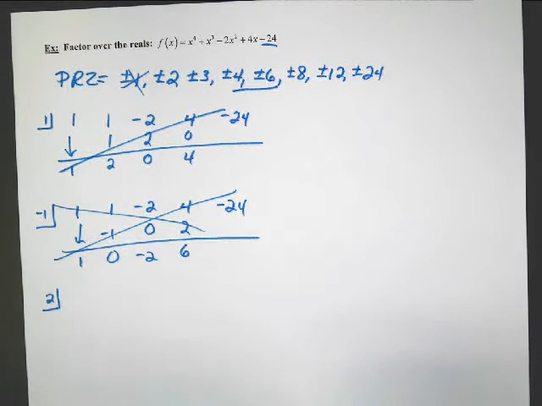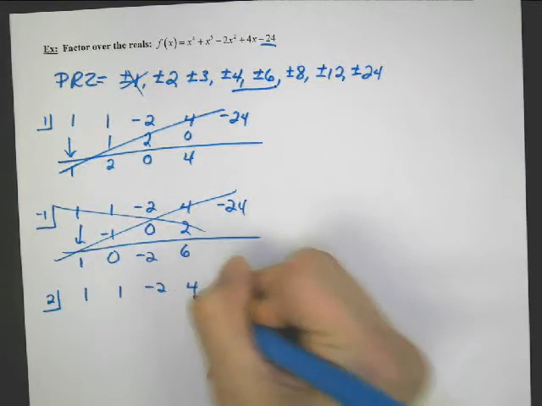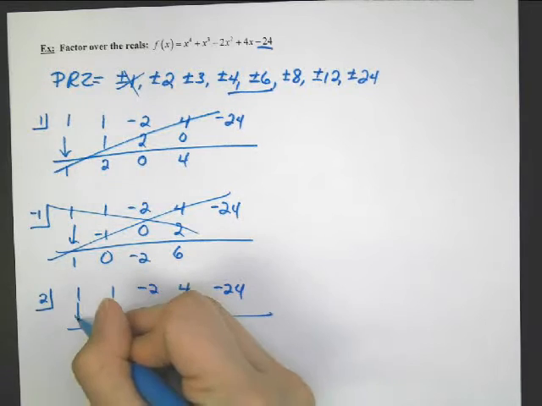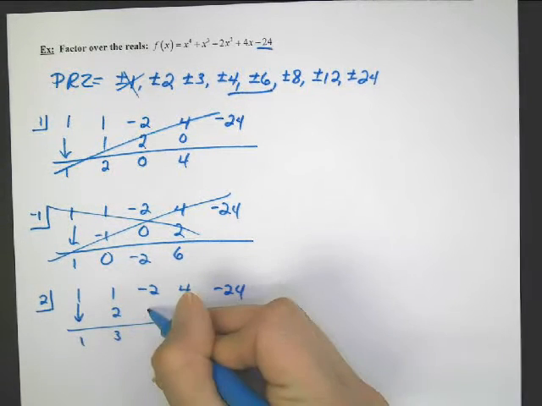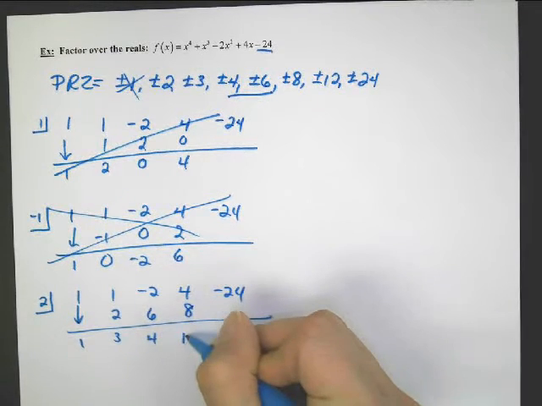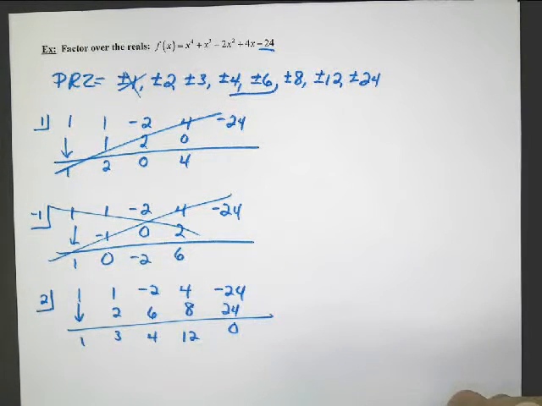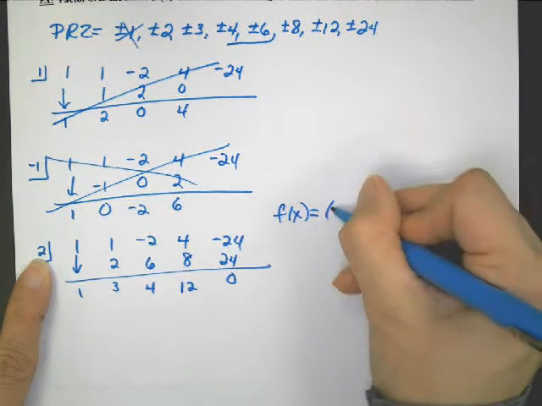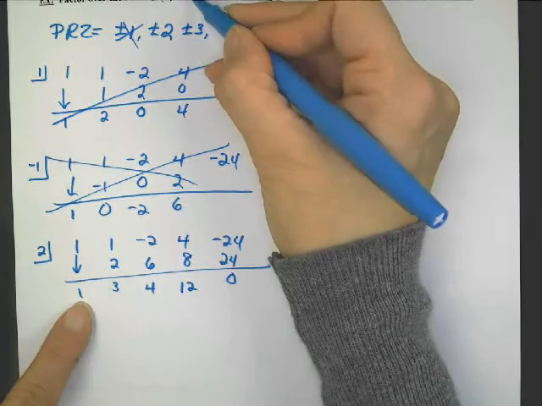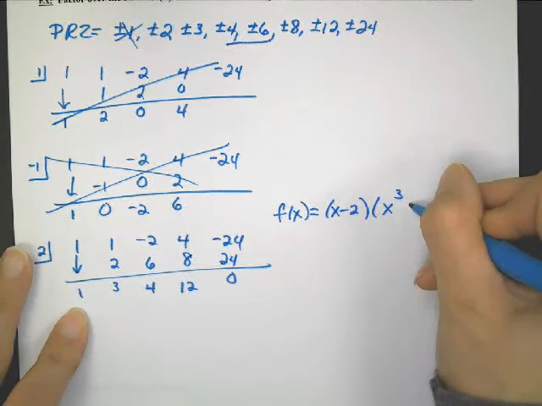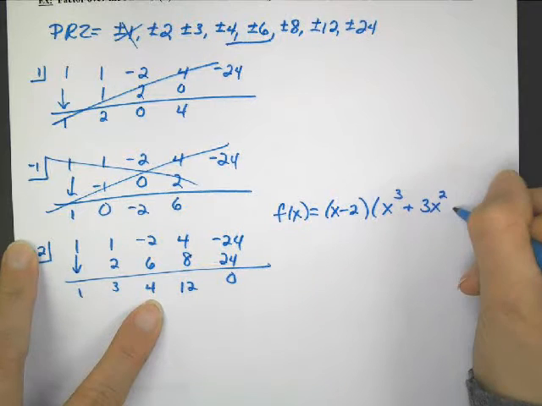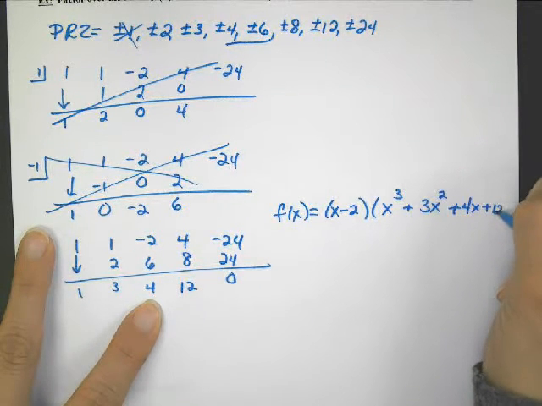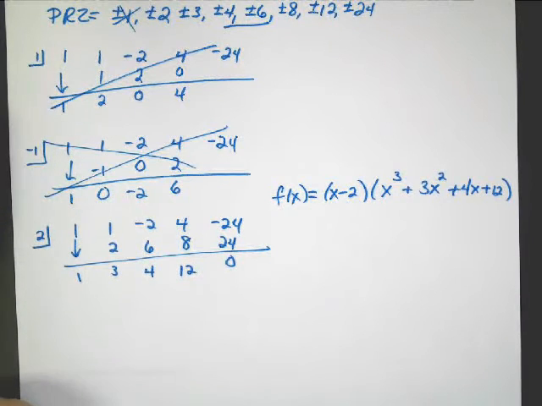I always start with the positive 1, as do most people. Let's see if this one works. Drop it down 1, 2, 3, 6, 4, 8, 12, 24. It worked. What are you supposed to do as soon as something works? You're supposed to write f of x in factored form. The factor is x minus 2. This was x to the 4th, but we got it down to x cubed plus 3x squared plus 4x plus 12. Okay, I guess we should continue on with the PRZ madness, right?